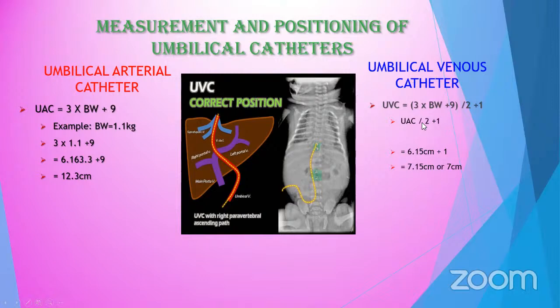And then for the UVC, it is 3 times birth weight plus 9, that is the UAC length, divided by 2 plus 1. So 6.5 plus 1, then 7.7 cm. As you can see, guys, the length of the UAC is greater than the length of the UVC, so you can differentiate. Almost double.